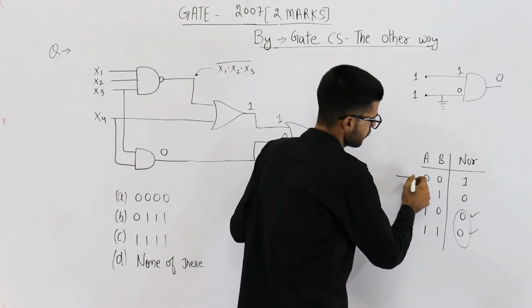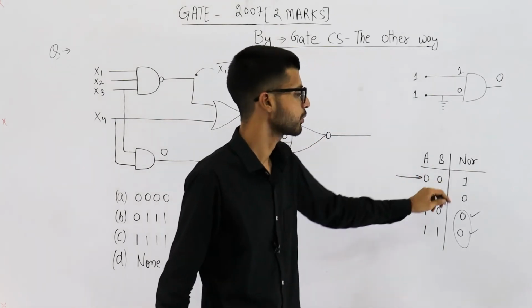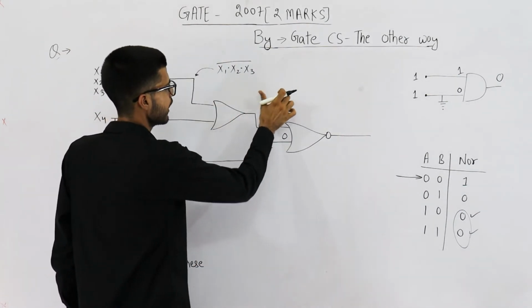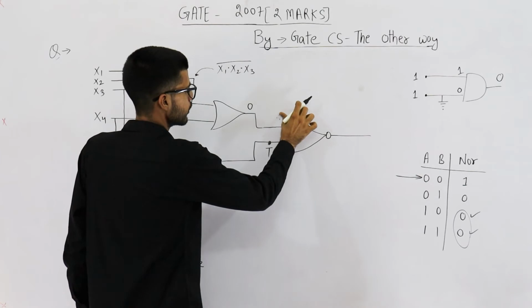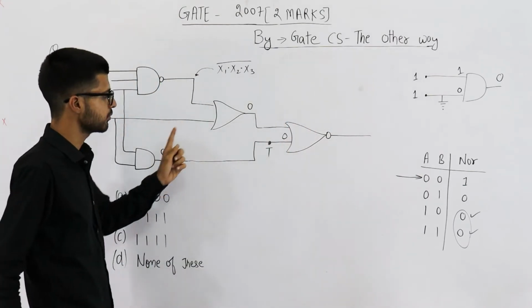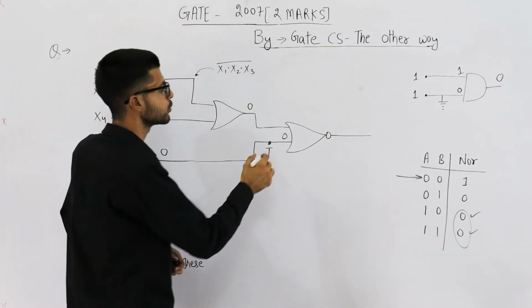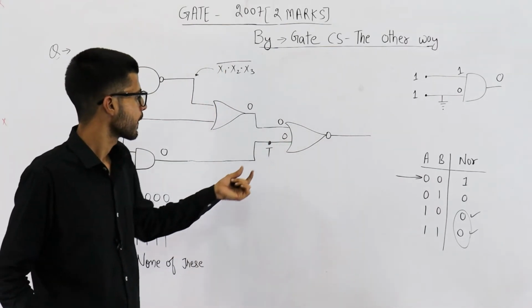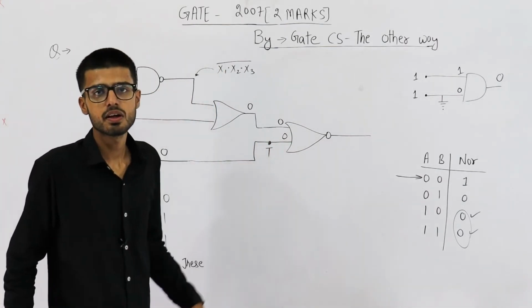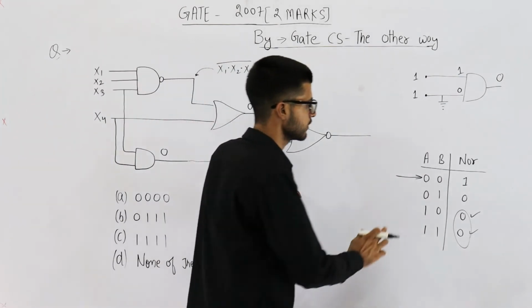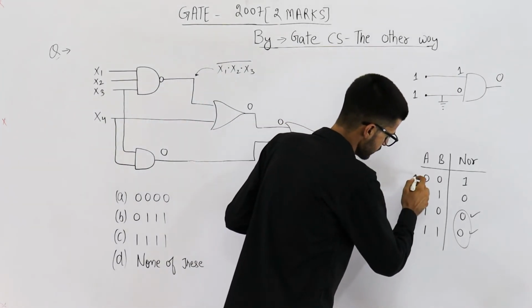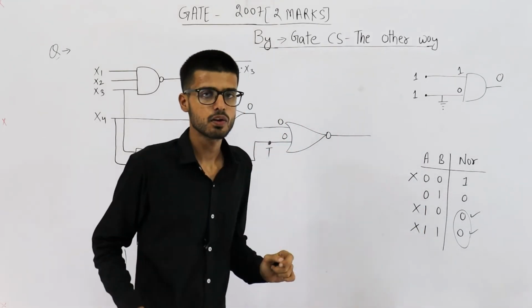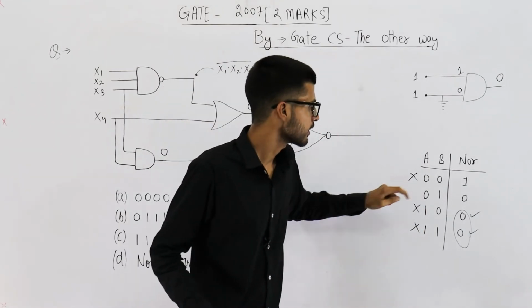Let's try applying this input. If I apply 0, 0, you can see I'm trying to bring 0 here as well as 0 here. So the input that I am applying, 0, 0, is the input that this NOR gate is going to get. In this case also, this fault doesn't alter the input at all. So we can't detect the fault. Now you have seen this one is not of any use, this one and this one. All 3 are not of any use. Let's analyze this one.